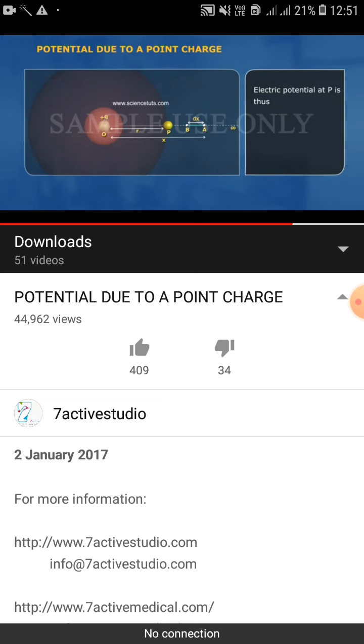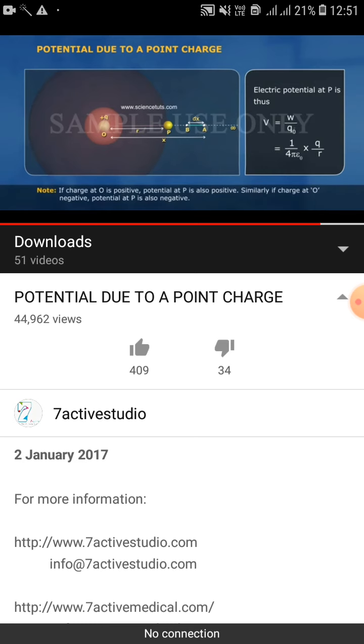Electric potential at P is thus V is equal to W by q naught is equal to 1 by 4 pi epsilon naught into Q by R. Note, if the charge at O is positive, potential at P is also positive. Similarly, if the charge at O is negative, potential at P is also negative.